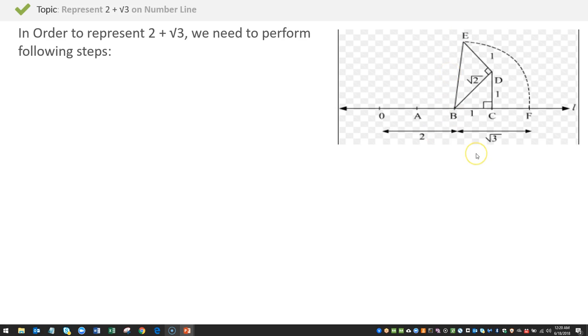Now I'm going to use my compass and draw an arc, assuming BE is my length to draw the arc, and see where it intersects number line. In this case, this is intersecting at F. That value from B to F will give me square root of 3, and since I had a value from O to B as 2, my value of 2 plus square root of 3 is O to F.